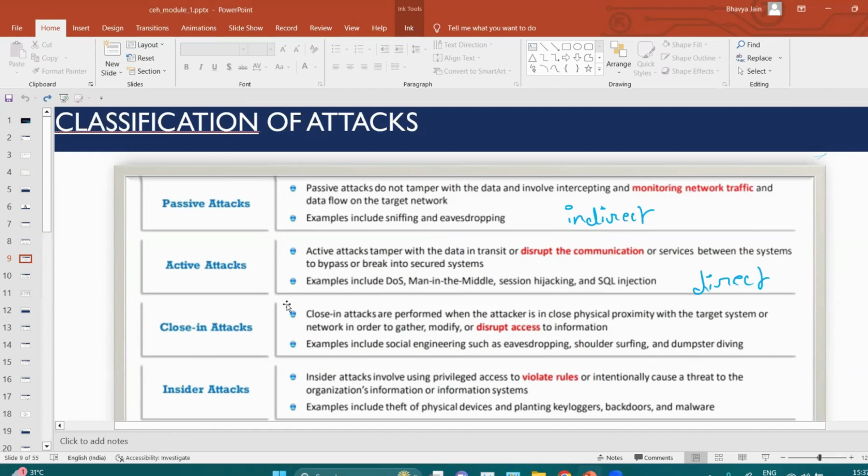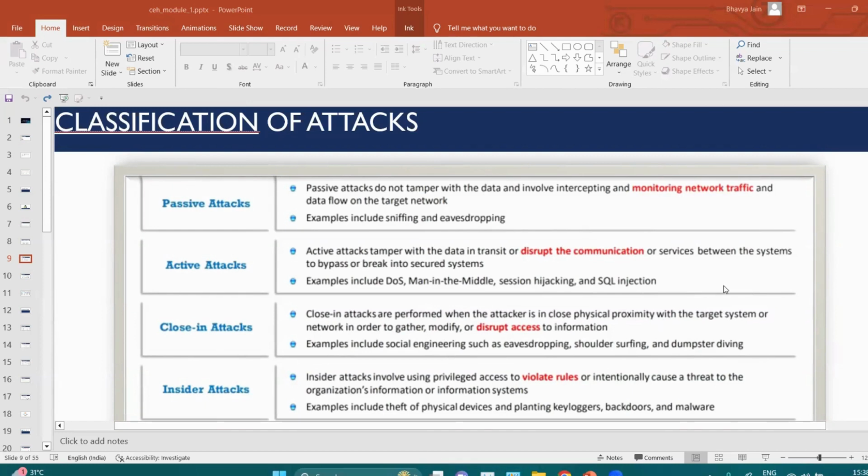Then we have close-in attacks. Close-in means physical attacks, when you are available at that particular location physically. For example, you want to hack a company. Then you have to be inside the company. You have to gain physical access to the systems or to the servers of the company.